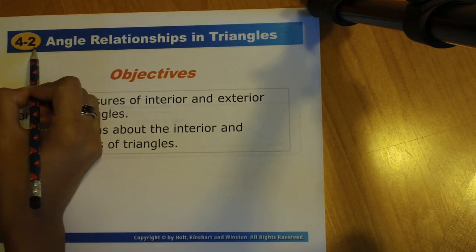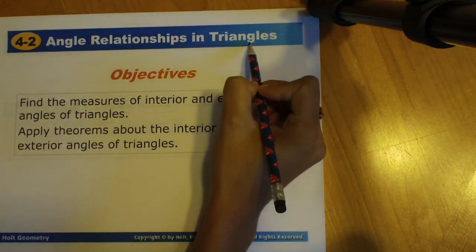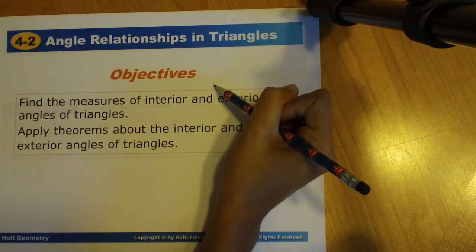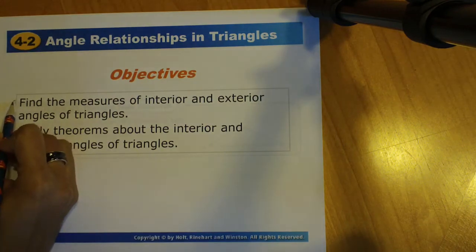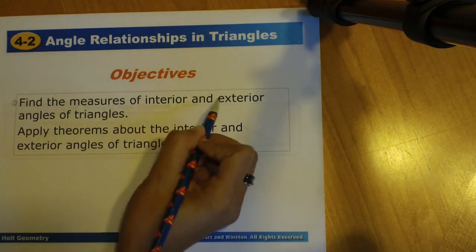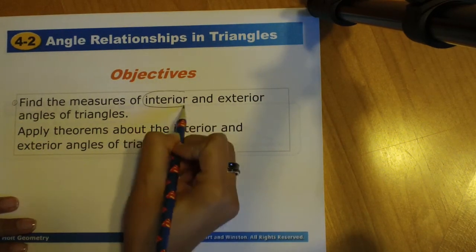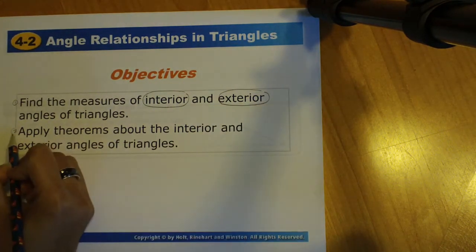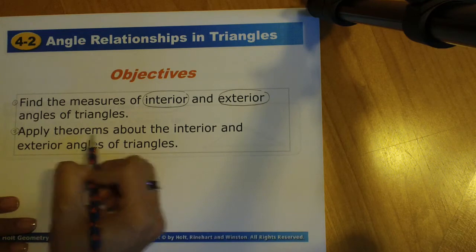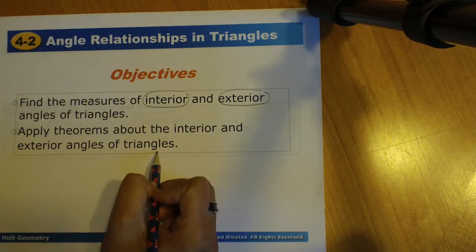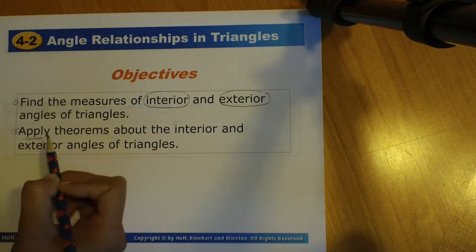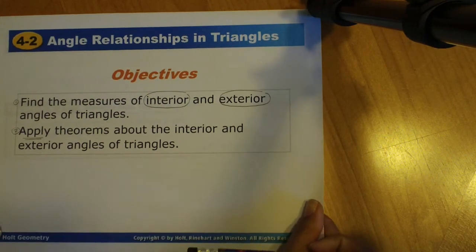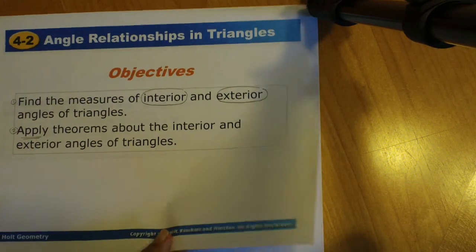Alright, this is Chapter 4, Section 2, Angle Relationships and Triangles. By the end of the lesson, you should be able to do two things. One, find the measure of the interior and exterior angles. These are your new vocab words. The second thing you should be able to do is to apply theorems about the interior and exterior angles. The application part is the hard part for you guys, so definitely pay close attention when we get there.